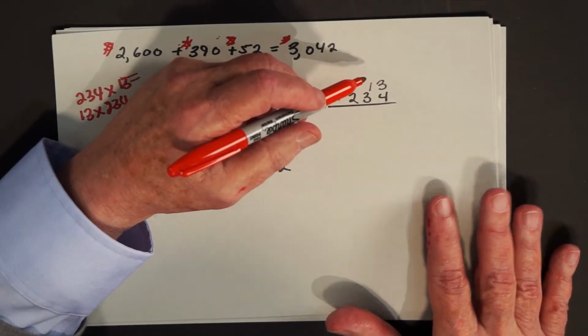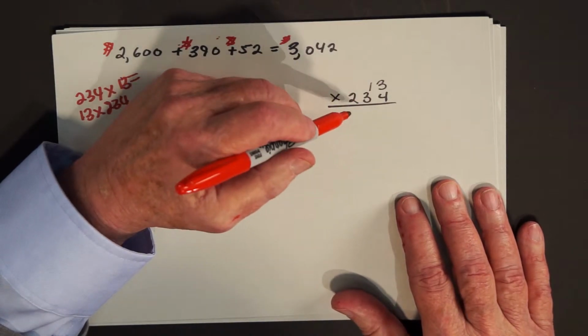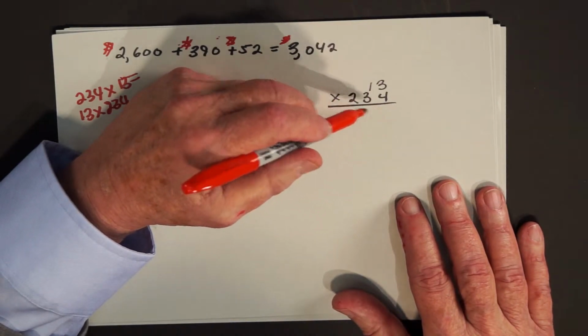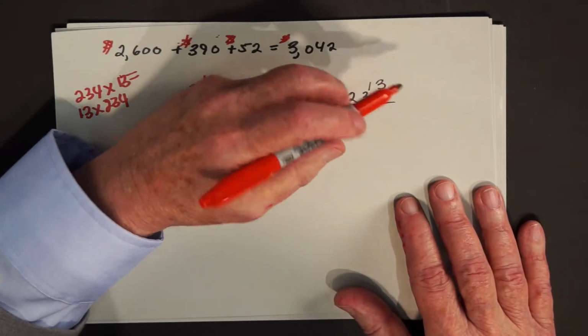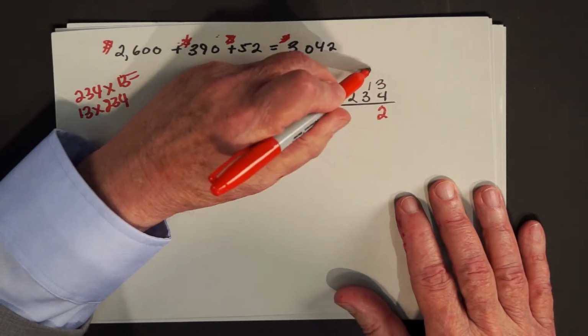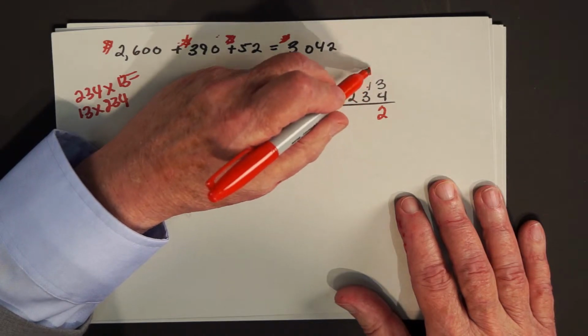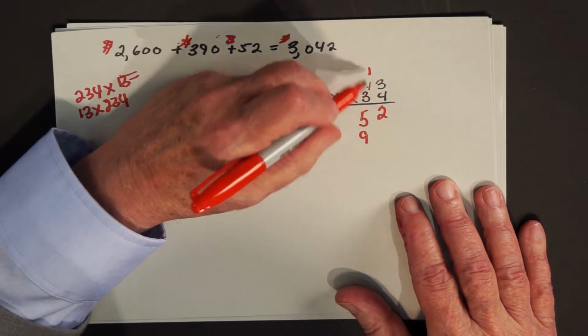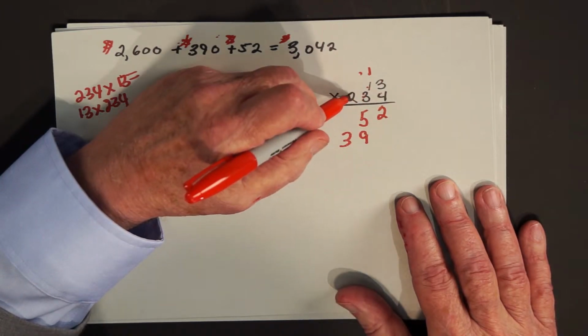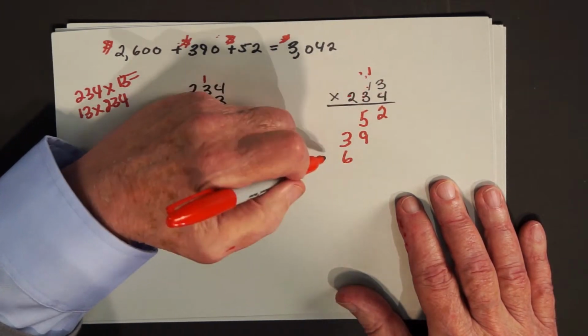Let's just do this, the same recipe, using the bottom number as 234 and the top number as 13. Nothing is going to change. 4 times 3 is 12, put down the 2 and carry the 1. 4 times 1 is 4, and 1 is 5. 3 times 3 is 9. 3 times 1 is 3. 2 times 3 is 6. 2 times 1 is 2.